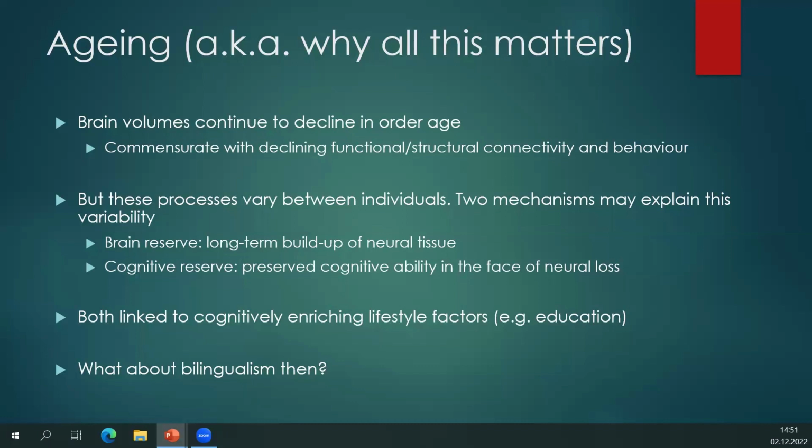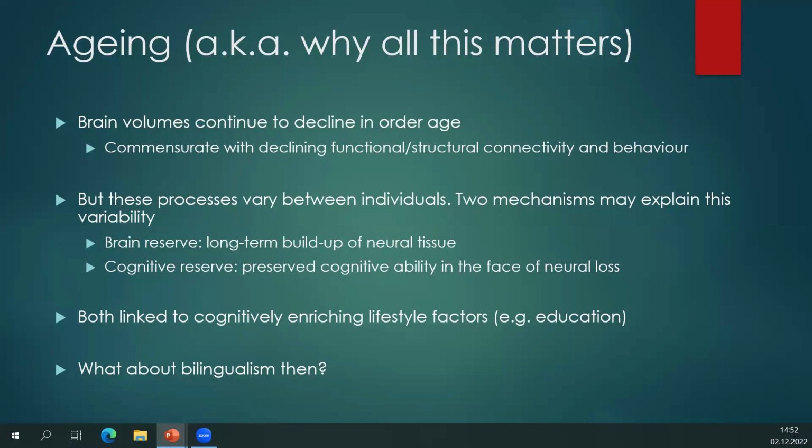So some people may have developed what is called brain reserve. So that is long-term build-up of neural tissue. These individuals have been involved in some sort of activities that help them build a lot of brain tissue, so they have more to lose as they age, practically. Or some people may have accumulated what's called cognitive reserve, which is practically preserved cognitive ability in case of neural loss. So some people with brain degeneration may still appear to be intact behaviorally because they make better use of whatever's left in the brain.